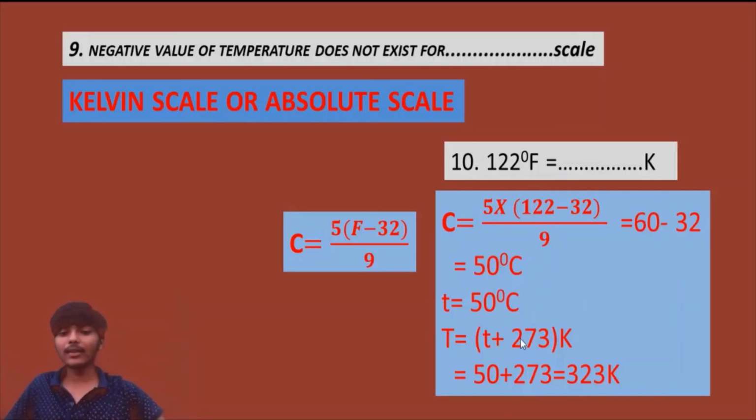So here small t is equal to 50 degrees centigrade. You have to convert this into capital T, that is the value in Kelvin. So capital T is equal to small t plus 273 kelvins. That is equal to 50 plus 273, which is equal to 323.